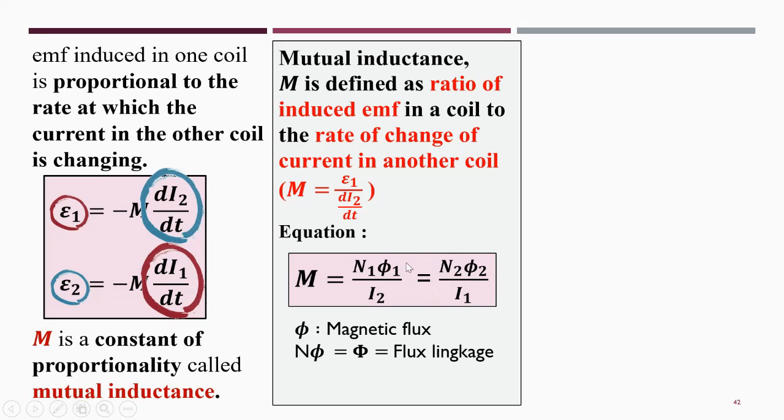And it's the same vice versa: the flux linkage in coil 2 divided by current in coil 1. So the mutual inductance of coil 1 with respect to the current in coil 2 is equal to the mutual inductance of coil 2 with respect to the current in coil 1. The SI unit for mutual inductance is the same as self-inductance, which is Henry, capital H.